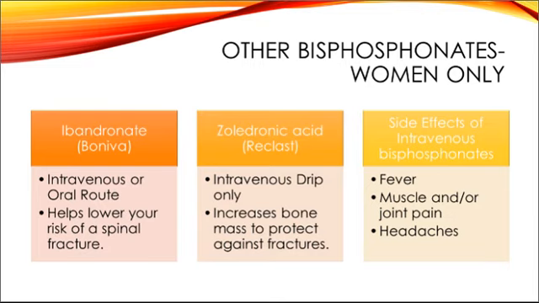Some other bisphosphonates that are for women only are the ones that come in forms other than oral. Ibandronate or Boniva, zoledronic acid, or Reclast. Your ibandronate can be oral or intravenous. If it's given oral, it's all the same risk factors as any other oral form. Your zoledronic acid is an IV drip only. So you can see here your ibandronate helps lower the risk of spinal fracture. Zoledronic acid or your Reclast increases bone mass to protect against fractures.